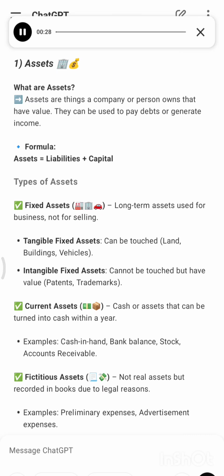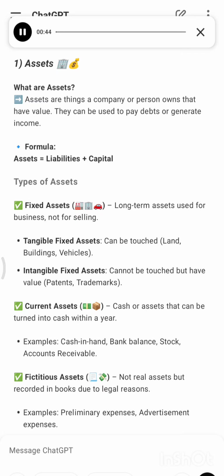Types of assets. Fixed assets, long-term assets used for business, not for selling. Tangible fixed assets can be touched: land, buildings, vehicles. Intangible fixed assets cannot be touched but have value: patents, trademarks.